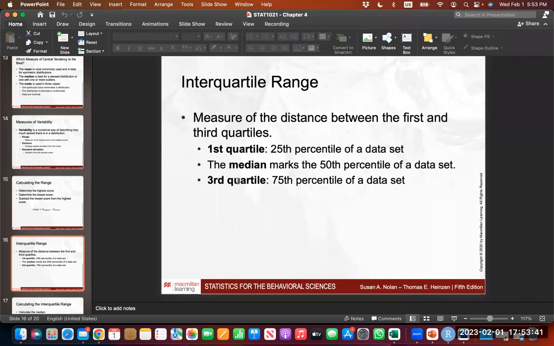So you have a data set. If you want the 25th percentile, that means that 25% of that data is less than that value. 50th percentile means that 50% of that data is below that value. And 75th percentile means that 75% of the data is below that value. That's how you're quantifying this.